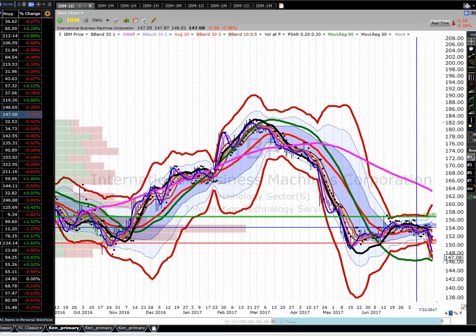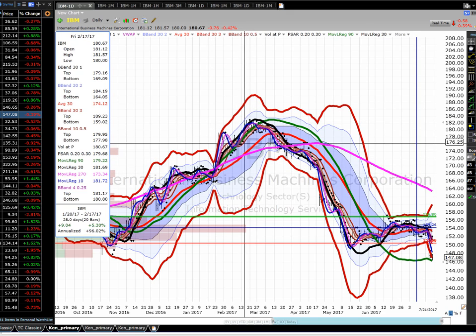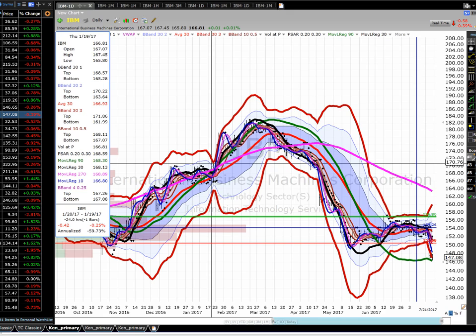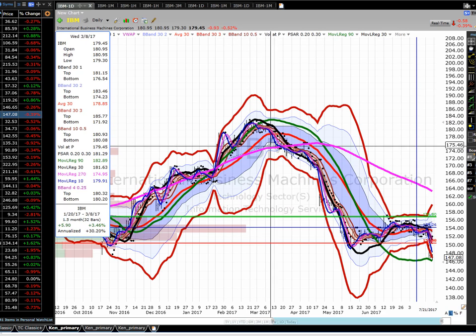This one being a super pinch because obviously everything is pinched, and you can see the RL10, 30, 90, and 270. This was a super pinch condition here, and then the breakout is really nice, going from 170 all the way up to 185. So almost a 9% move on a very nice swing trade. And then the reversion to the mean.